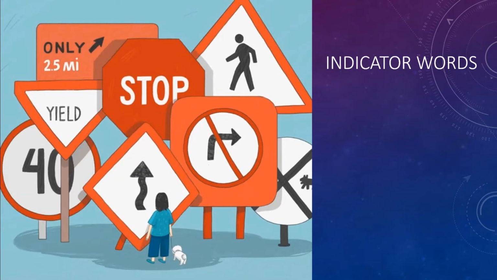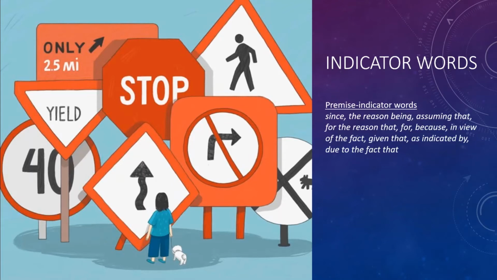When people state their arguments, they usually leave clues or signals to their readers or listeners that they're introducing certain parts of their argument. These are conclusion and premise indicator words. Very common, but this is not an exhaustive list, some very common premise indicator words are since, the reason being, assuming that, for the reason that, for, because, in view of the fact that, given that, as indicated by, or due to the fact that.